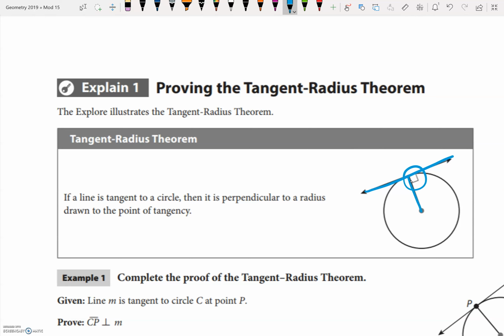So you want to go ahead and write that down in your notes: if a line is tangent to a circle, then it's perpendicular to a radius at the point of tangency, which means that this is going to be 90 degrees.